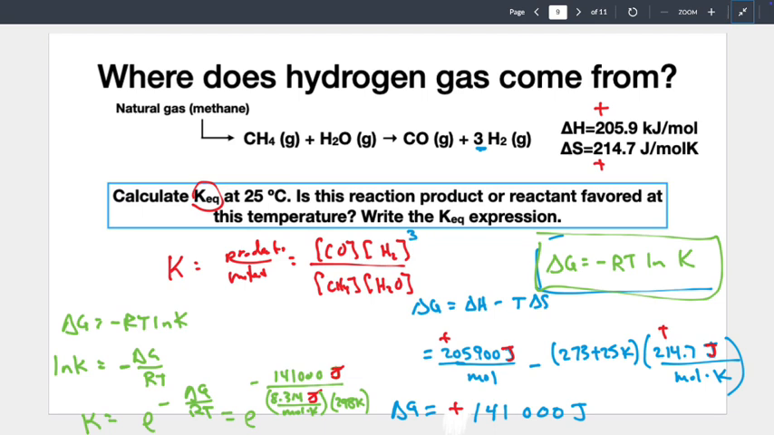Pause. Let's actually not even think about that yet. From the delta G, what does the delta G tell us? It tells us information about spontaneity, right? Because it's positive, we know it's not spontaneous. If it's not spontaneous, which side of the equation is favored? The reactants, which means what should the magnitude of K be? Less than 1. So when we go through and get our K, what are we getting for K?